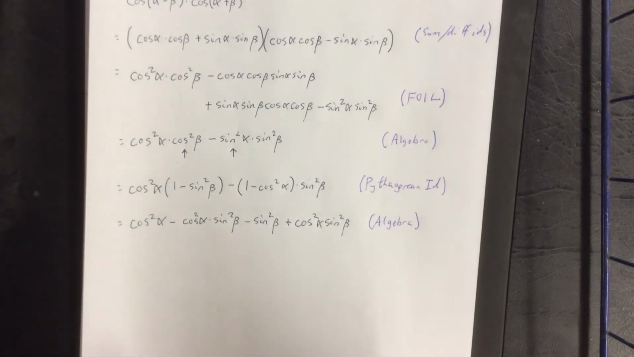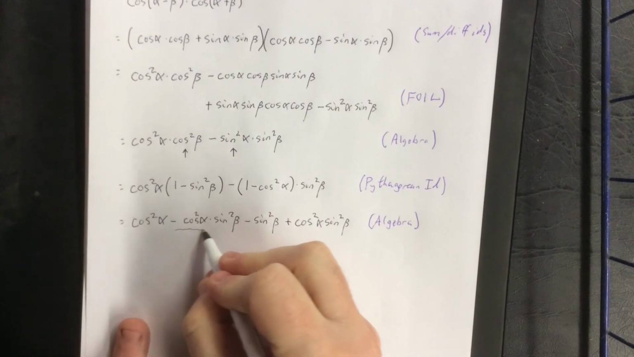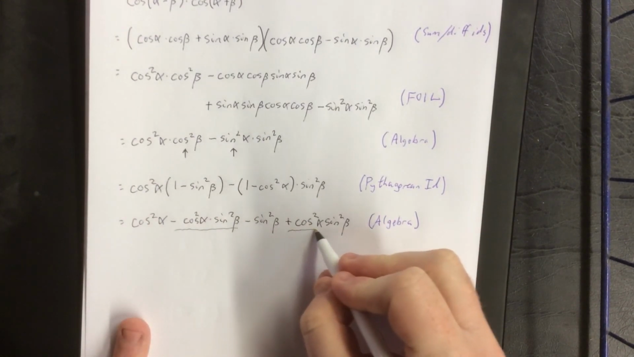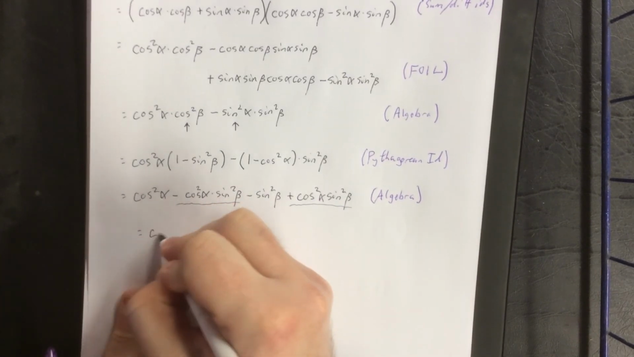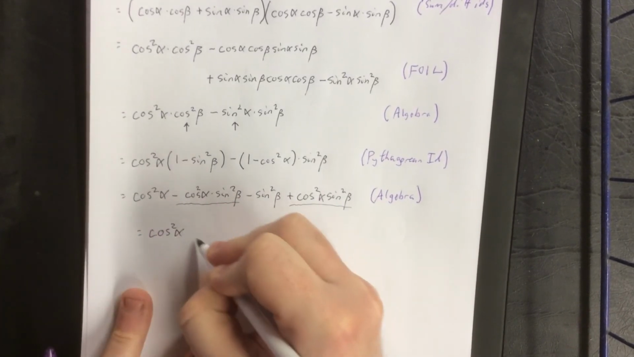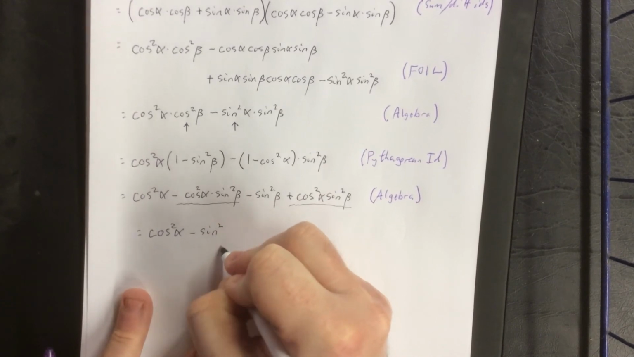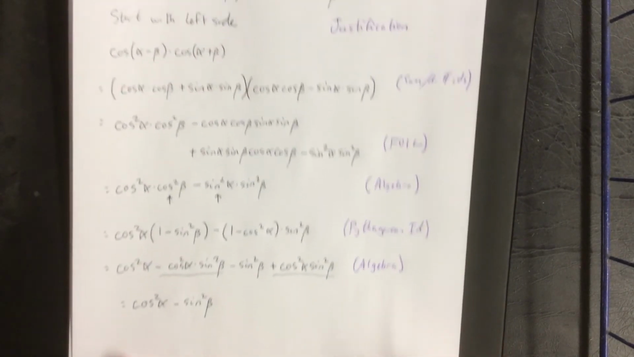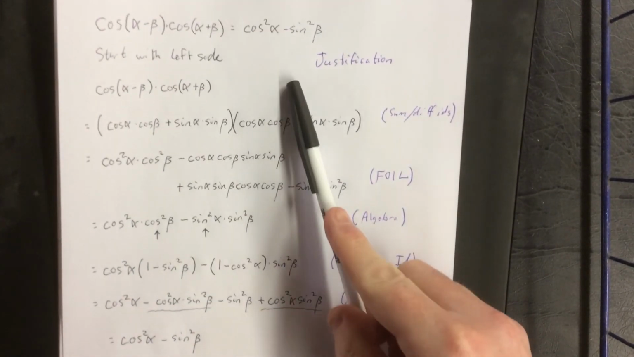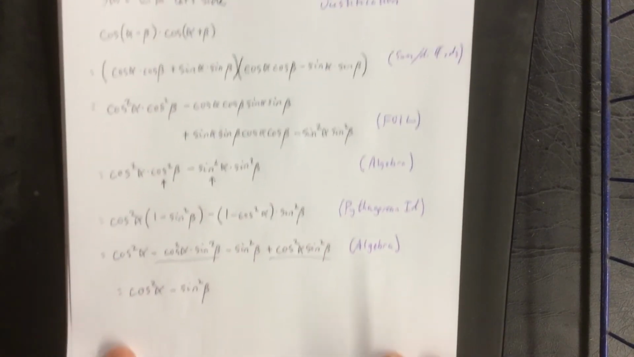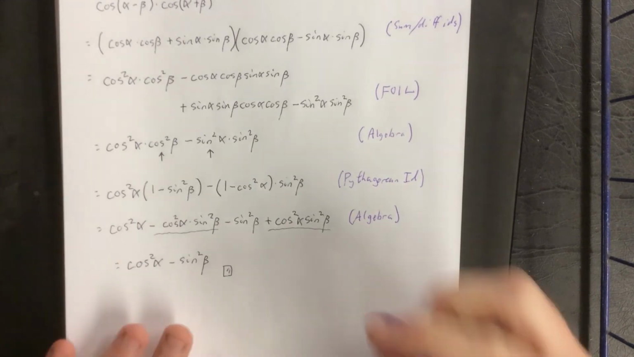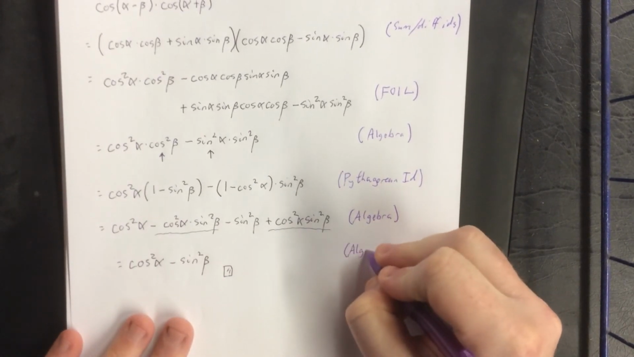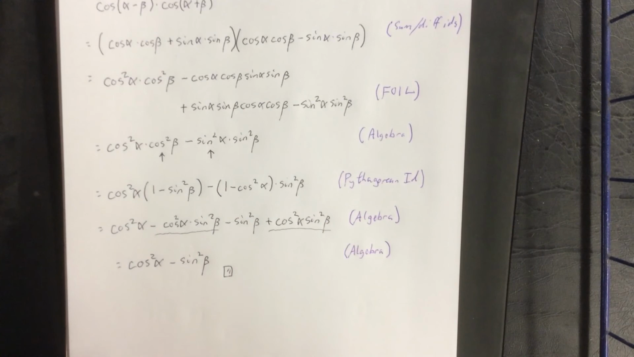Please notice now that we have a minus cosine squared alpha sine squared beta and a plus cosine squared alpha sine squared beta. If we combine like terms, this will get us to cosine squared alpha minus sine squared beta, which is our right-hand side. That completes our proof. And to justify that last step, that was combining like terms. So we will refer to it as algebra. Whew, good one.